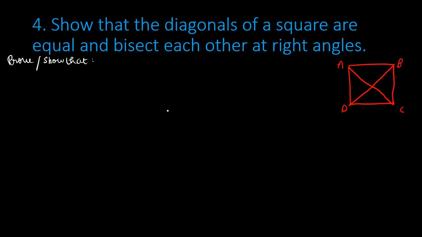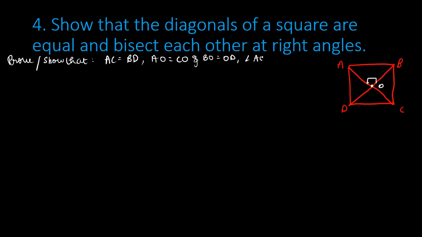That means AC is equal to BD, we first must say. Then we also need to say that, let's say AC and BD meet at point O, then we need to say that AO is equal to CO and BO is equal to OD. And last but not the least, we have to say that they bisect each other at right angles, meaning this angle is a right angle. We have to prove that.